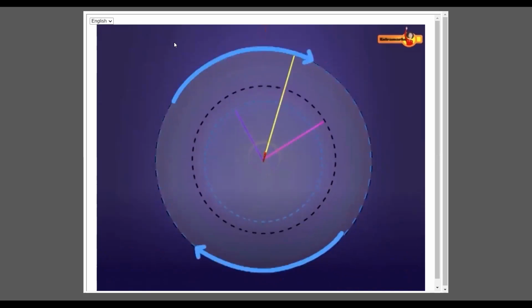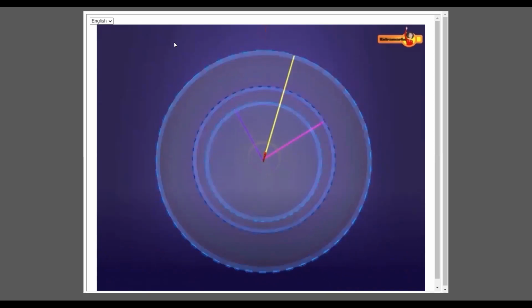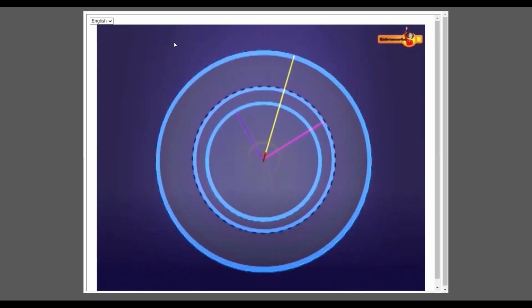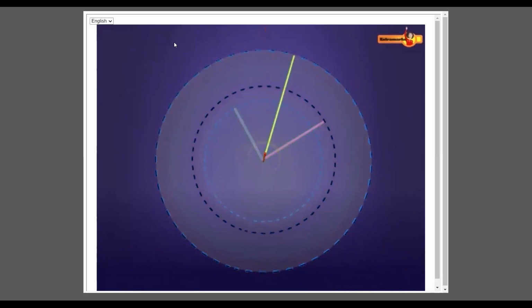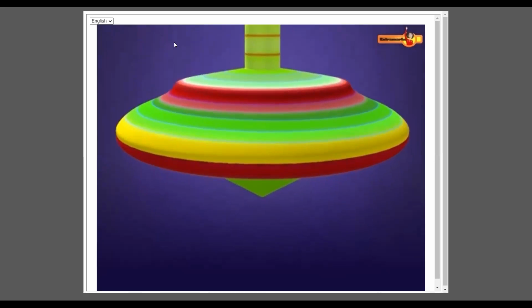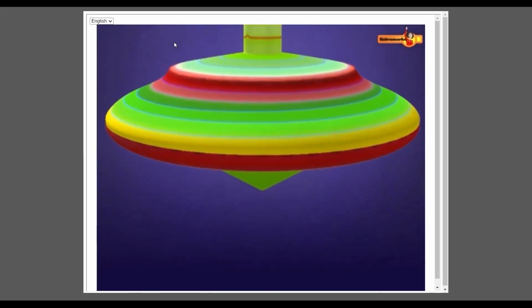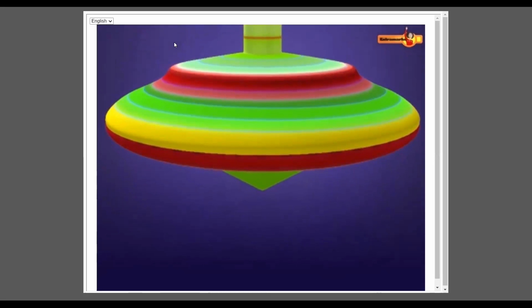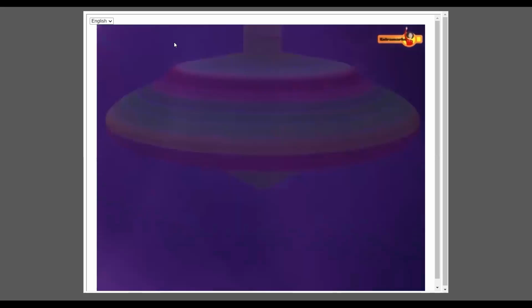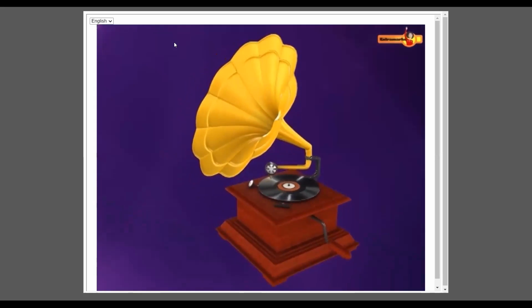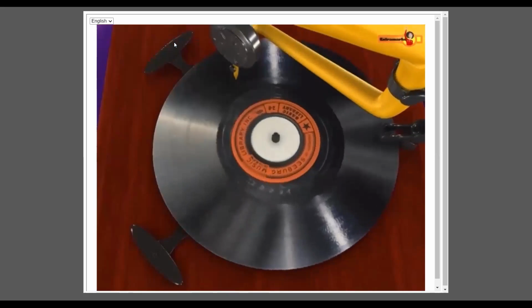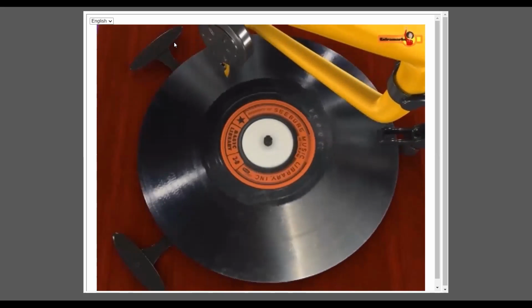The top spins about its axis. For rotatory motion, different particles of the object move along concentric circles of different radii. We consider rotatory motion as the motion of an object that keeps on moving without changing its place. Motion of a gramophone record: you can see that it is fixed at one place.